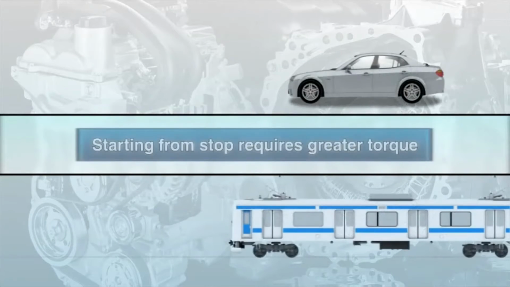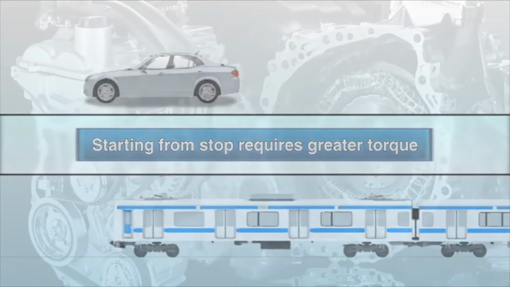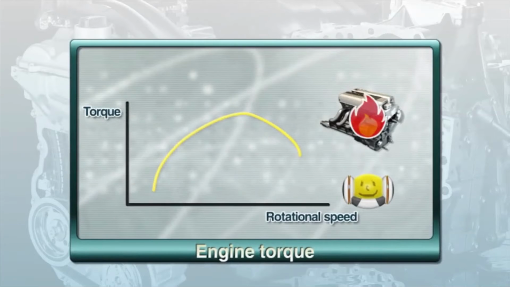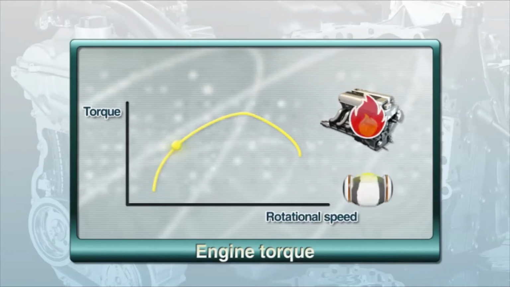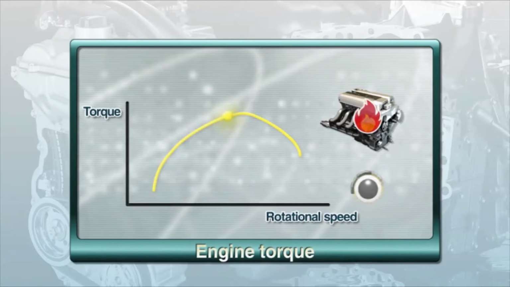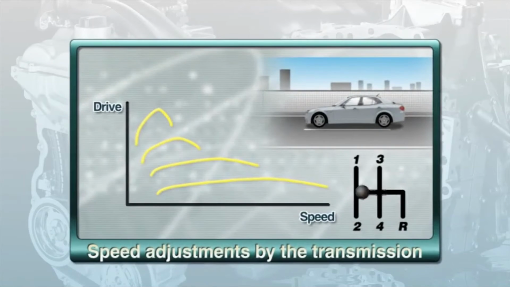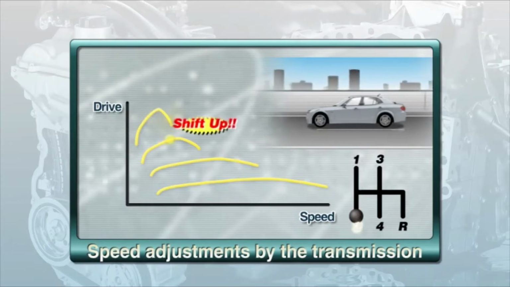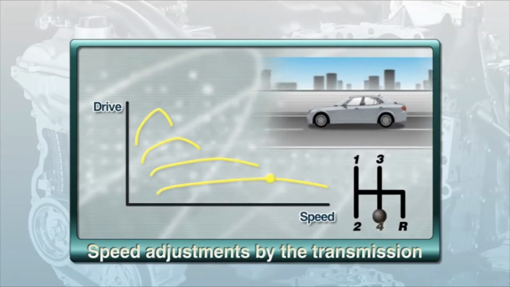A lot of torque is required to bring heavy vehicles like trains and cars into motion from a stop. In the engine, torque is gained from its speed of rotation. Once the maximum torque is reached, it cannot be increased with more speed. Therefore, a transmission is needed to supply the additional power for acceleration. By adjusting the speed of rotation, the transmission creates the amount of torque required to switch gears, thus enabling changes in driving speeds.